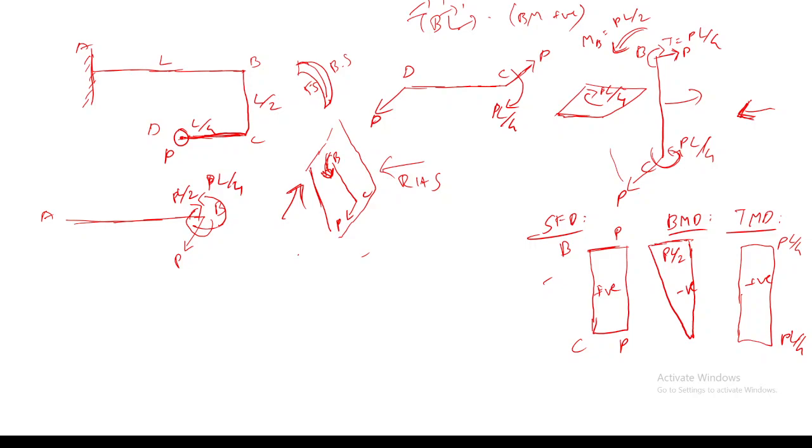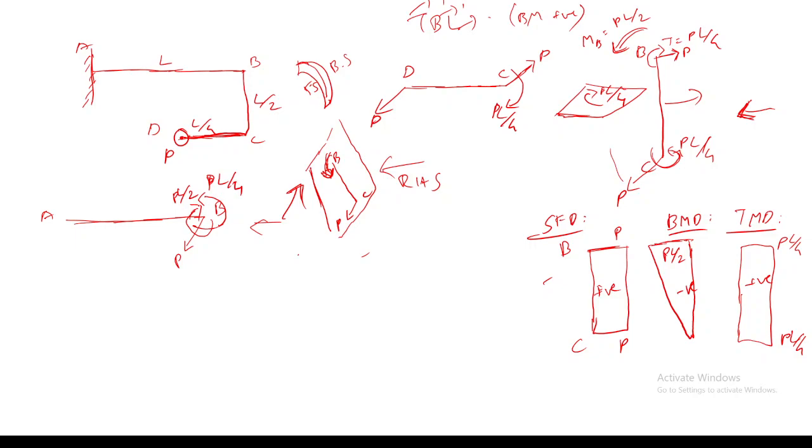Anti-clockwise? No, clockwise direction when you are viewing from the front. Or when you are viewing it from the right side, it will be in anti-clockwise direction. So this P into L by 2, what couple does it generate? Whether it generates a bending couple or twisting couple? So twisting. Yes.